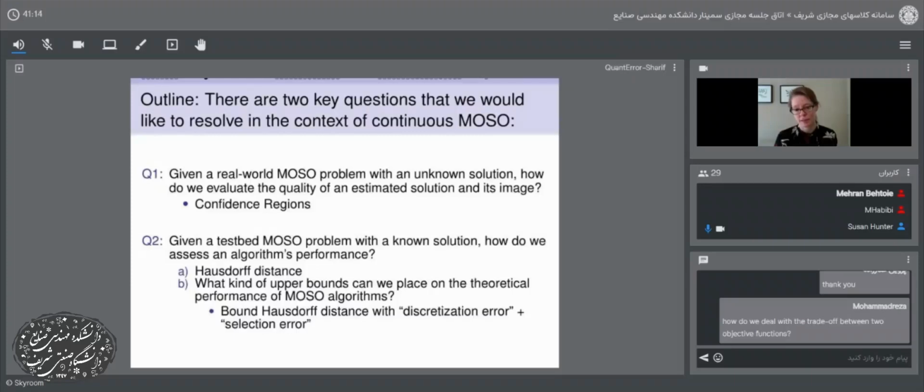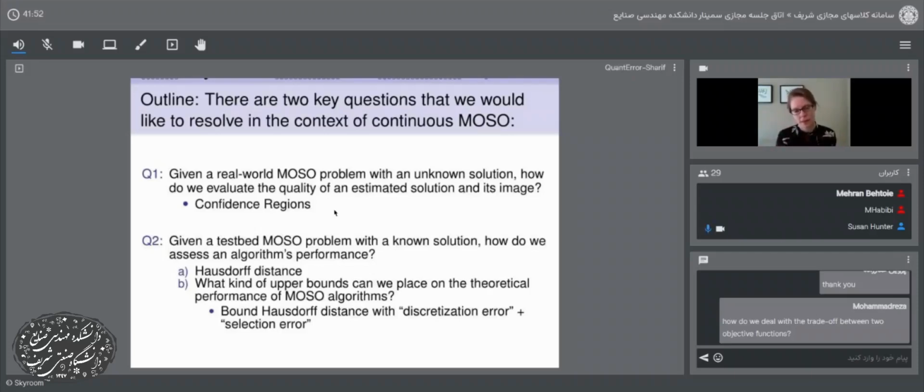So this is going to be a talk in two parts. In the first part, we're going to talk about, given a real-world MOSO problem with an unknown solution, something like our mean variance formulation portfolio allocation problem, or our bi-objective least squares problem, how do we evaluate the quality of an estimated solution and its image? And so we're going to talk about how we might build confidence regions on the answers to such problems. That's going to be the first part of the talk.